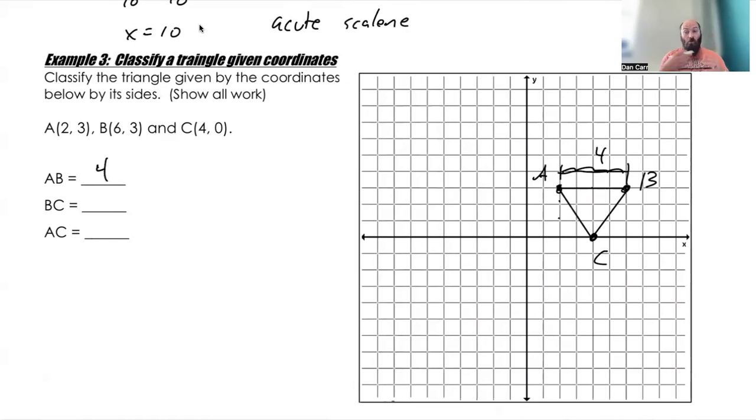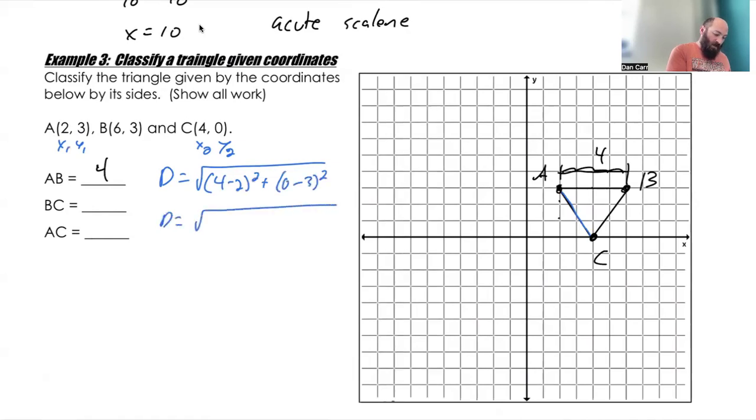As for the other ones, you can do Pythagorean theorem or distance formula. So if I want to find this length here for AC, for example, I'll do distance formula for that case. So AC, I'll call this x1, y1, and then x2, y2 here. So when I do that one, I'm going to do 4 minus 2 squared plus 0 minus 3 squared. So that's 4 minus 2 is going to give me 2 squared plus negative 3 squared. It's going to be 4 plus 9. So d is equal to the square root of 13 in this case.